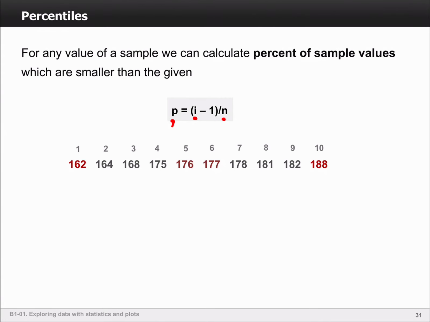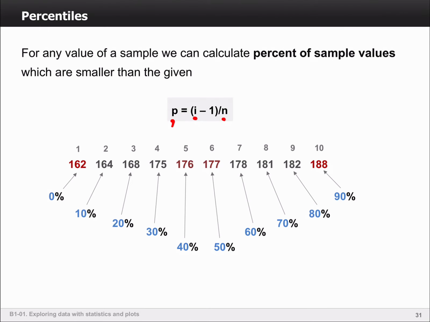For example, let's take 162. Why do we have quantile 0? Because the rank is 1, so i is 1, okay? And the total amount of values is 10. So the quantile or percentile for 162 is (i minus 1) divided by n, which is 1 minus 1 divided by 10, which is 0, right? And the meaning of this is 0% of the values are smaller than 162. 10% of the values are smaller than 164. 20% of the values are smaller than 168, and so on. So percentile tells you the percent of the values smaller than the given one.